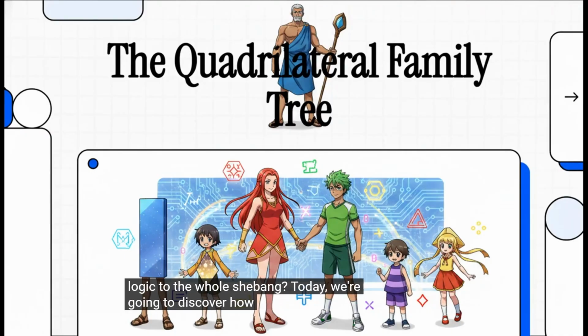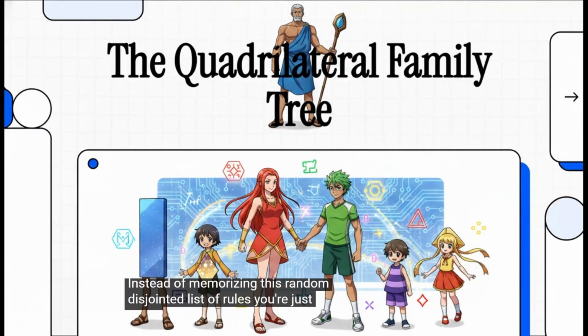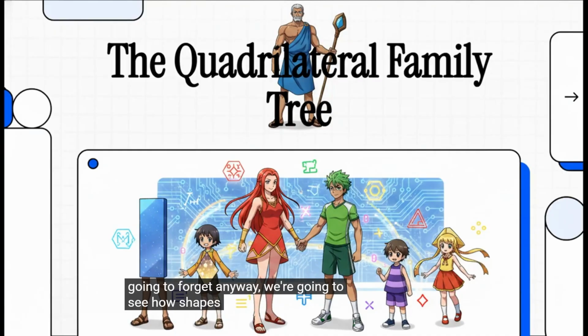Today, we're going to discover how quadrilaterals actually act like a massive family tree. Instead of memorizing this random, disjointed list of rules you're just going to forget anyway, we're going to see how shapes inherit powerful genetic traits directly from their parent. By the end of this, you'll have the ultimate cheat codes to solve these geometric mysteries with absolute ease.